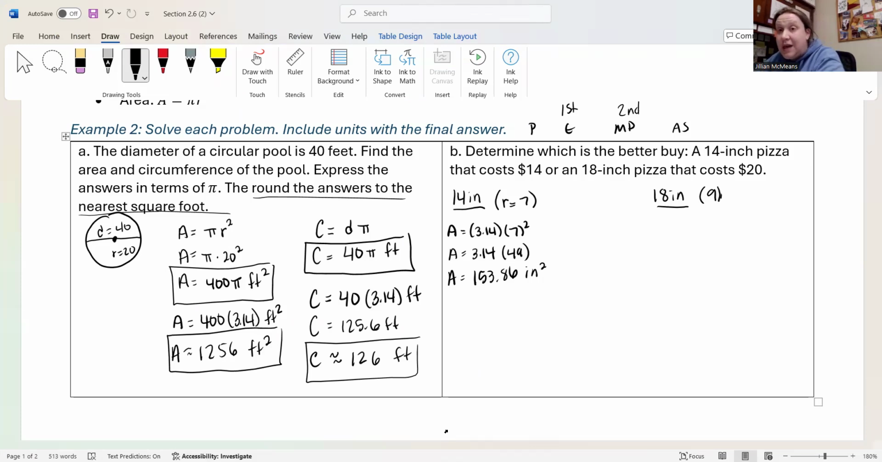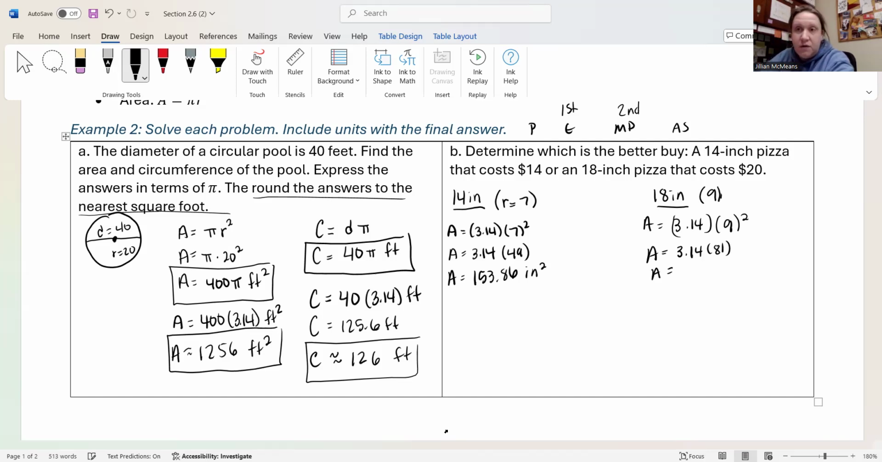Let's look at the area of the 18-inch pizza. So an 18-inch pizza, that means the pizza has a diameter of 18 inches. The radius is 9. So we have the area. Again, we're going to use 3.14. We're going to multiply that by the radius squared. So pi times the radius squared is going to be 3.14 times 9 squared. Because of the order of operations, we have to take care of the exponent first. So 9 squared is 9 times 9, which is 81. So I get 3.14 times 81.